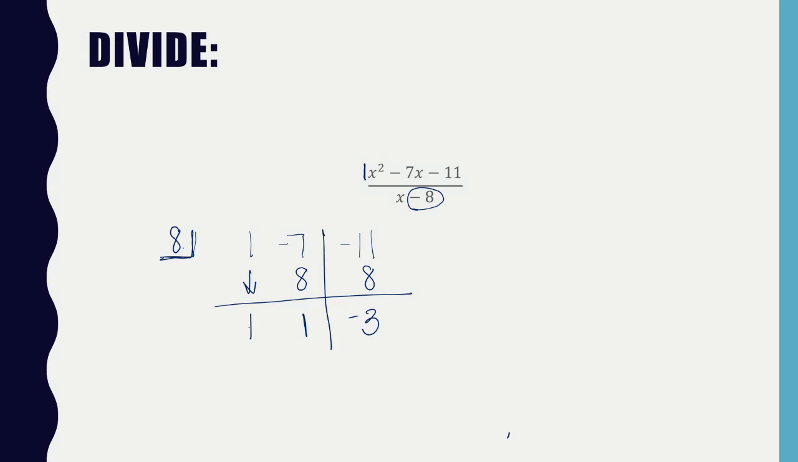So now I have to put my variables back in to get my answer, and my degree always drops. When I'm dividing, I lose an x, so since my degree started at 2, my answer is simply going to be 1x plus 1, and then my remainder goes over what I was dividing by. So I've got 1x plus 1 minus 3 over x minus 8. There is my answer. I divided using synthetic division.